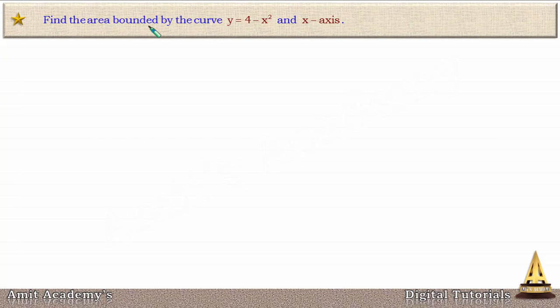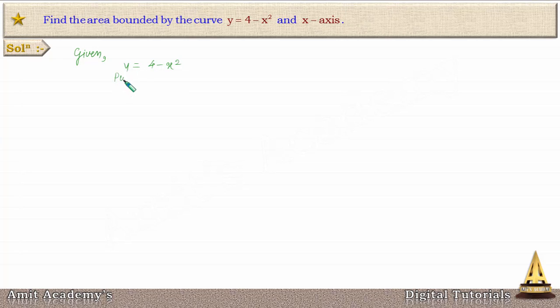Find the area bounded by the curve y is equal to 4 minus x square and the x-axis. So in solution, given y is equal to 4 minus x square. Now shown here, the values of x are not given. So for finding the values of x, we have to put y is equal to 0.